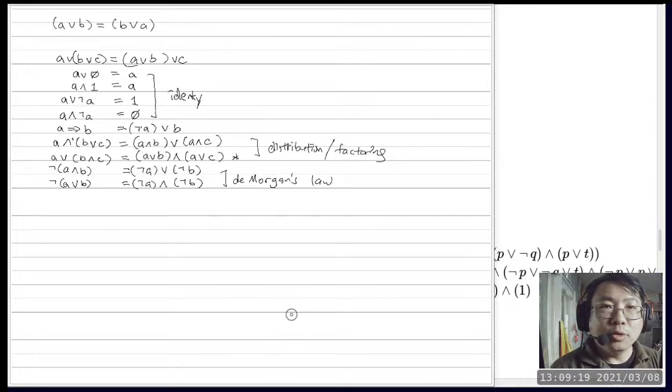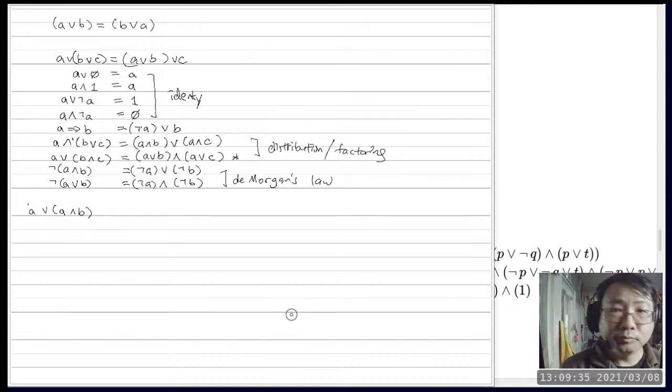Now let's move on to something that is a little bit more obscure. Let's say we have A or A and B. This can be simplified to just A.